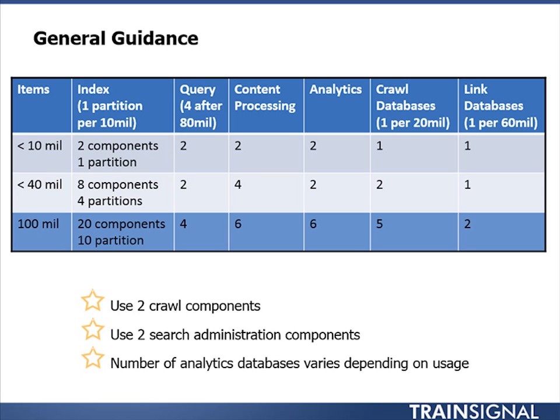Now, as far as everything else goes, all that you ever need is 2 crawl components, and that really is just for fault tolerance. You're going to want 2 search administration components, and again, just for fault tolerance. And then, like I mentioned before, the number of analytics databases is really going to depend on usage. So the components that I've shown up top are really going to vary for our analytics depending on our environment, the amount of information that we're going to be processing, how heavily all that information is going to be used, the amount of churn on that data, etc.